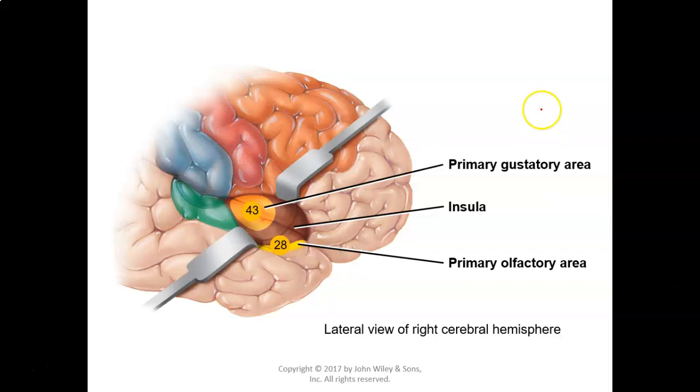This is an image where we can actually see the insula. As I mentioned before, you have to take the temporal lobe and pull it down, take the frontal lobe and pull it up. When you do that, you then expose the insula.